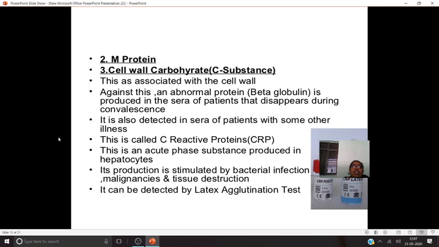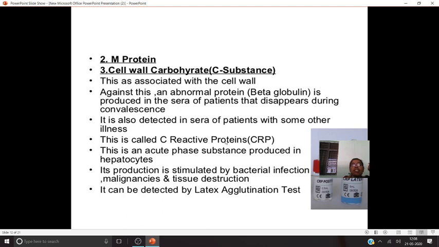Then the second antigen is commonly present, M protein. Third is cell wall carbohydrate, or another name is C substance. It is associated with the cell wall. An abnormal beta globulin protein is produced in the sera of patients that disappears during convalescence. It is also detected in sera of patients with some other illness. This is called C-reactive protein. In rheumatoid arthritis and some autoimmune disease conditions, we send blood for C-reactive protein, CRP, examination. If it is positive, that indicates some pneumococcal infection.